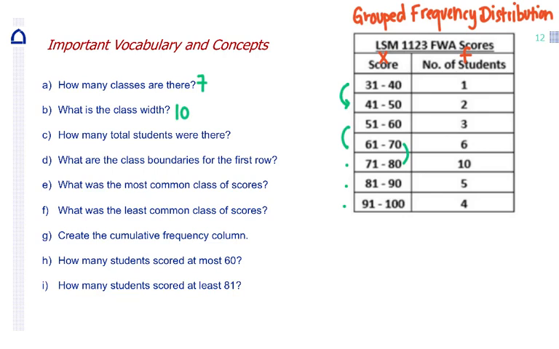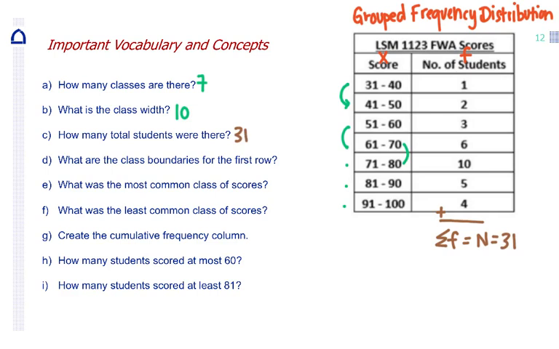How many total students were there? We just add up the frequencies to get the total number in this survey. In this case, when you add up all the frequency numbers, you would get a total of 31 students in this class or in this survey.